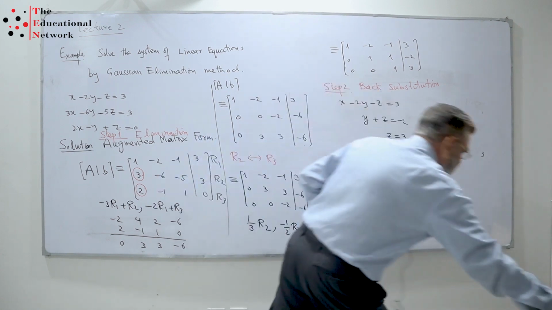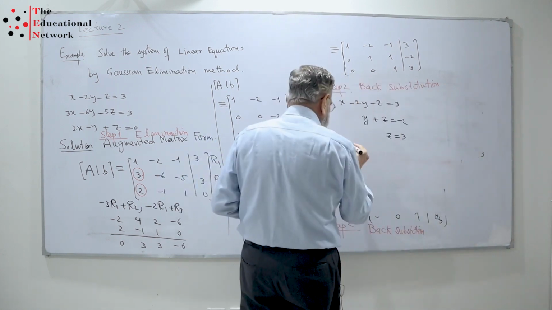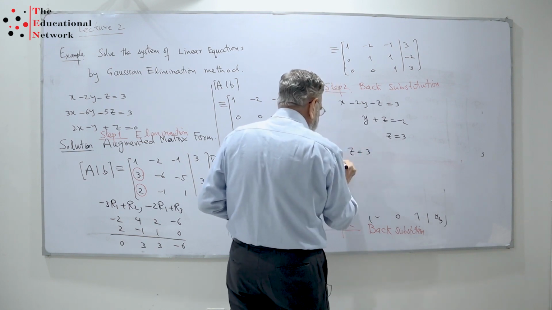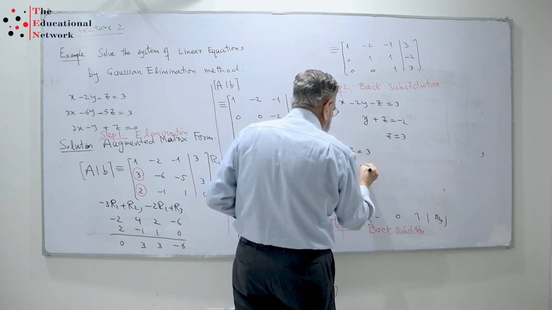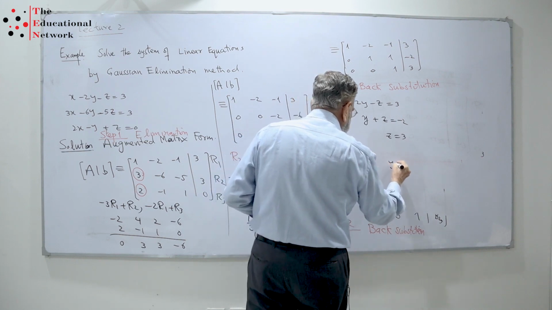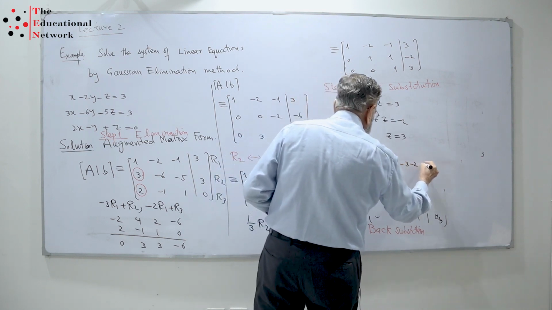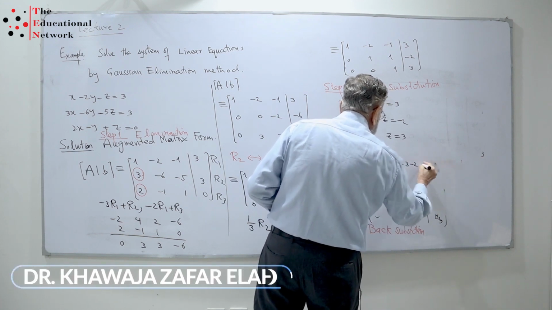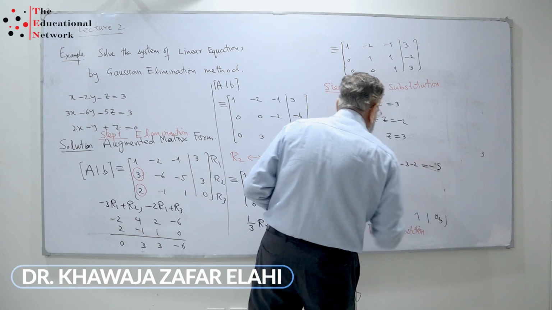That's my solution. So I have the value of z equal to 3. From equation 2, we get y plus 3 equal to minus 2. That gives y equal to minus 2 minus 3, that means y equal to minus 5.